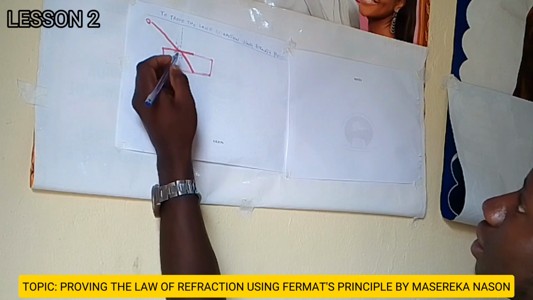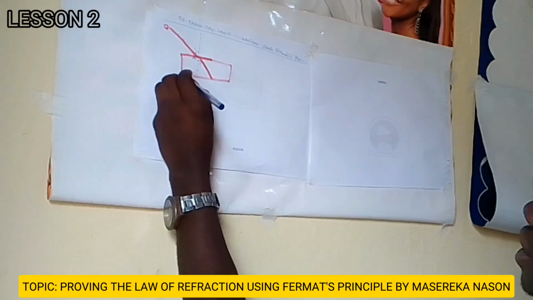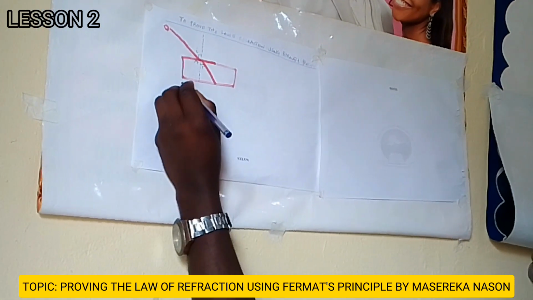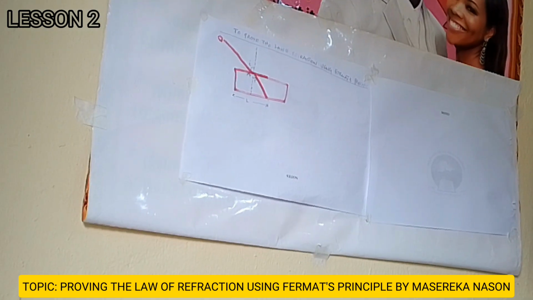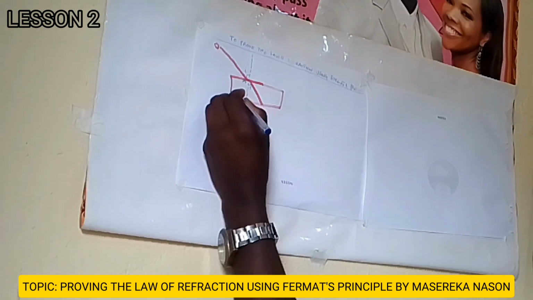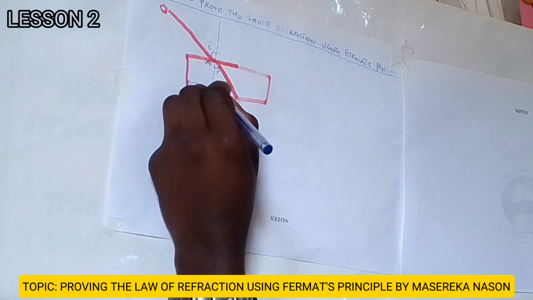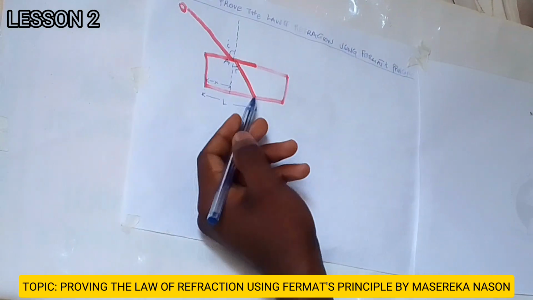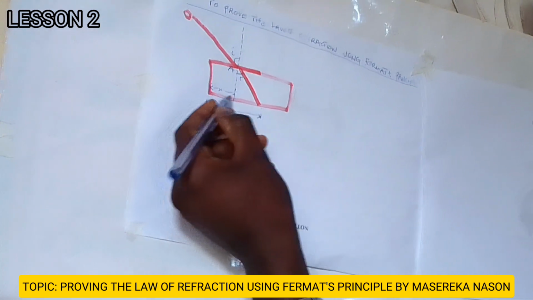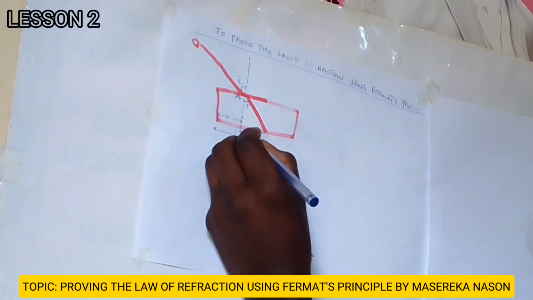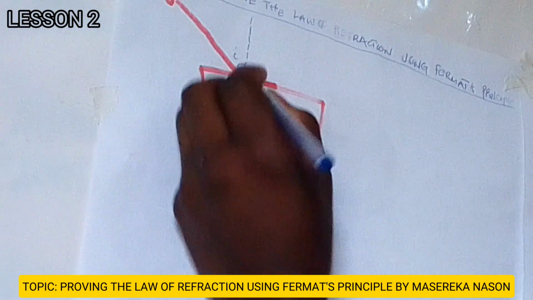Now if I complete this, suppose the distance from this point to this point is L. This is my distance L, and also the distance from here up to here is X. So I can also determine this distance from this point up to this one. It will be L minus X. So this is L minus X. Maybe if I call this point B.